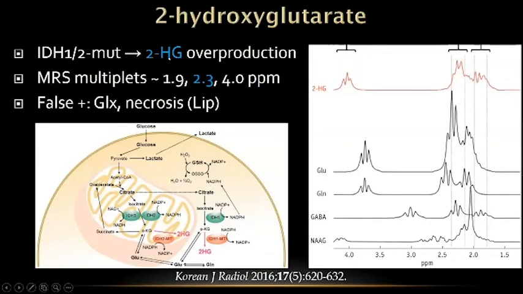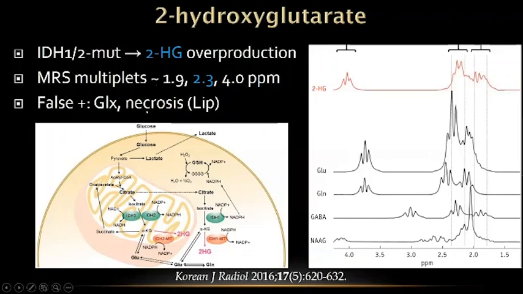2-hydroxyglutarate, or 2-HG, is an oncometabolite that is overproduced in IDH mutation tumors, so either IDH1 or IDH2, and it has characteristic spectroscopic signature with peaks at 1.9, 2.3, and 4 parts per million. The 2.3 is the highest one, but there are some areas of potential overlap with glutamine in a traditional normal spectroscopic signature, as well as areas of necrosis.